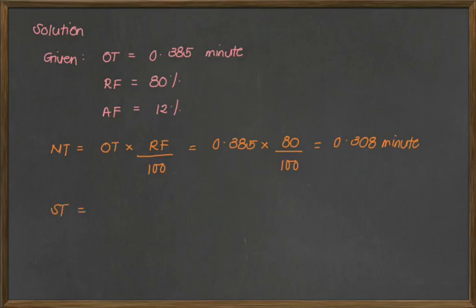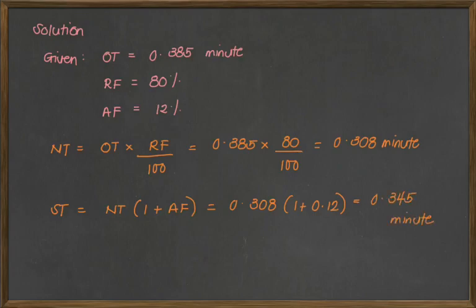Next is to solve for the standard time. Now, again, the formula requires case 1, since wala naman binanggit kung ano yung mode of use ng allowance factor natin. So, this will follow case 1 where NT is just multiplied by 1 plus the allowance factor. Plugging in the values, this will give us 0.308 multiplied by 1 plus 0.12, or simply times 1.12 since idinagdag lang naman natin siya. And that should give us an answer of 0.345 minutes.